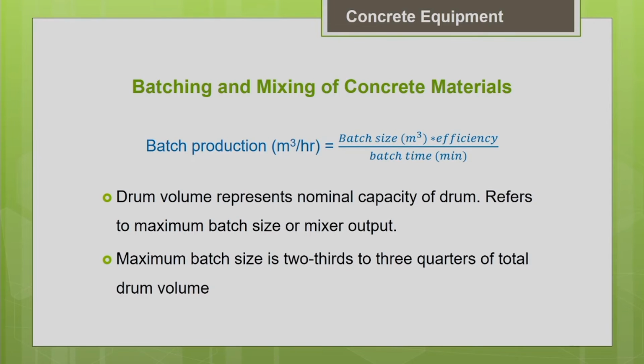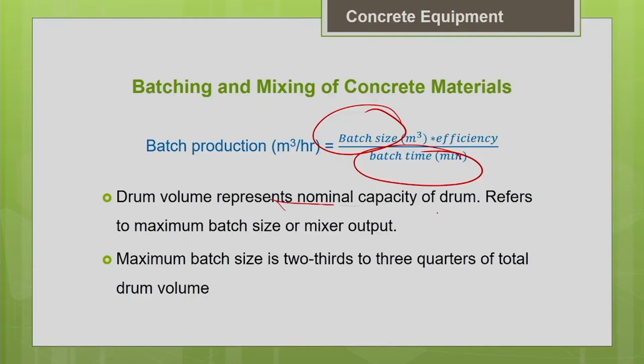Now, how to calculate the productivity of your batch? Generally, you know that concrete we always produce in batches, batch by batch. So, how to know the batch production in meter cube per hour? It depends upon your batch size and your batch cycle time. Batch size depends upon your drum size. We can never load the concrete to its full capacity. We cannot take the total volume of the drum into account to determine the batch size. We generally take only the nominal capacity of the drum.